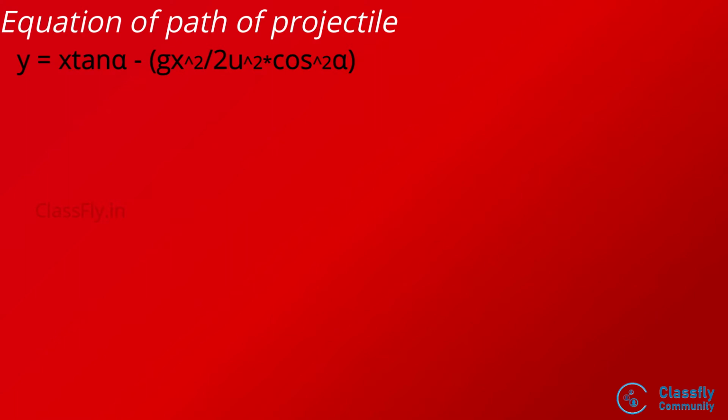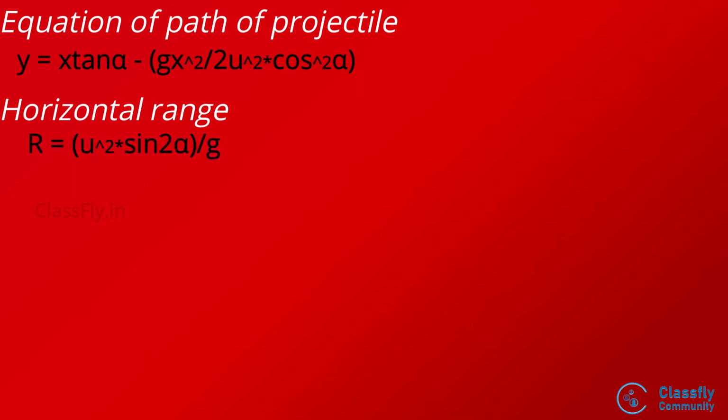Hence, the equation of the path of the projectile is given by y equals x tan alpha minus g x squared divided by 2 u squared cos squared alpha, where x and y are the horizontal and vertical distances, g is the acceleration due to gravity, u is the initial velocity with which the projectile is projected, and alpha is the angle of projection. The horizontal range for a projectile, R, is given by u squared sin 2 alpha divided by g.